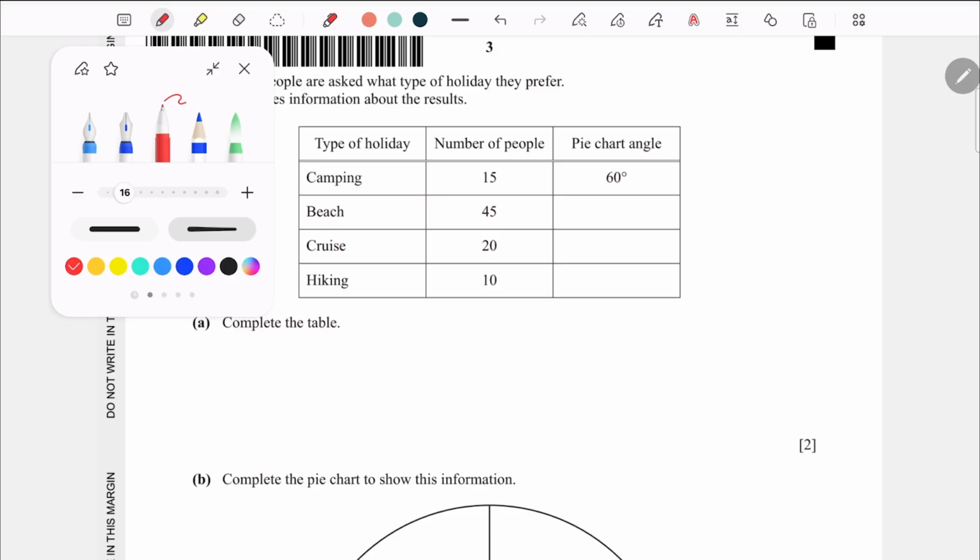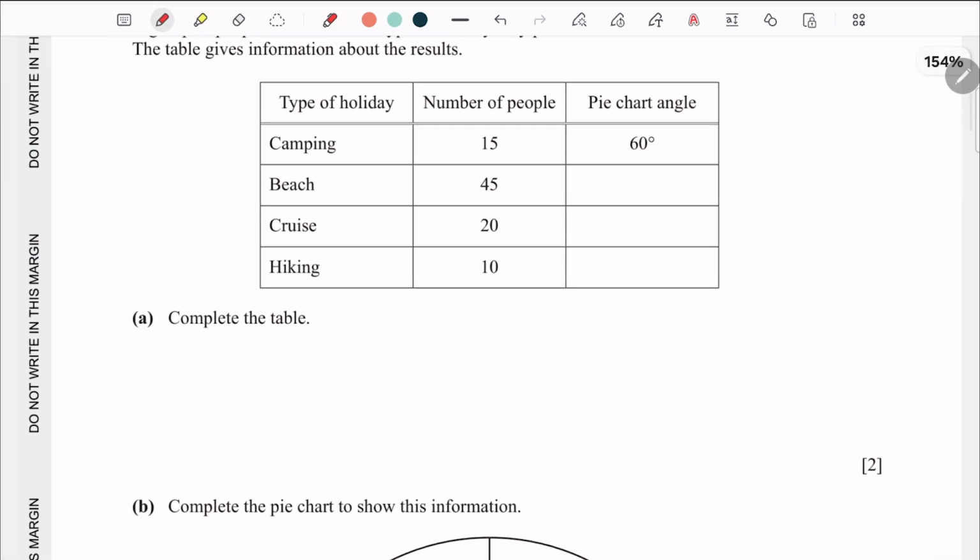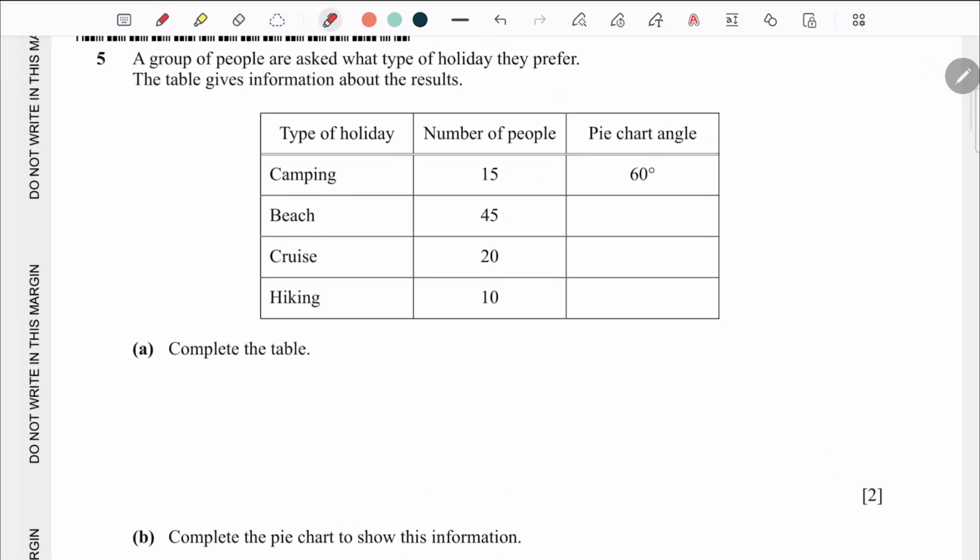So in order to complete the table, basically the formula to calculate the pie chart angle will be number of people divided by total number of people, multiplied by total angle.